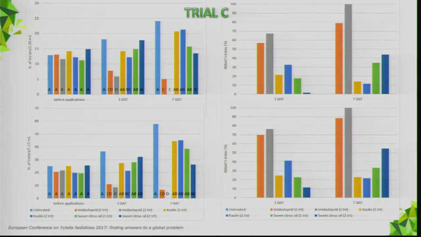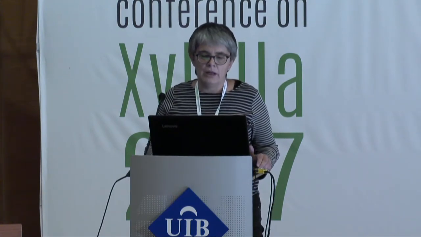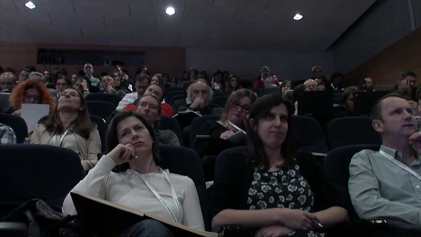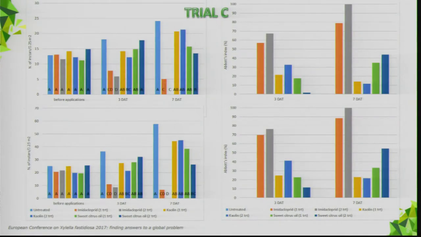In trial C, as I said, we tested imidacloprid, kaolin, and sweet citrus oil in single application and in double application. Confidor reduces the number of splits to 5%, and in double application eliminates completely the presence of the instars. In this case, the effect of kaolin is less effective, while more effective is the action of the sweet citrus oil, which showed an Abbott index of 30% and, in a double application, of 40%.